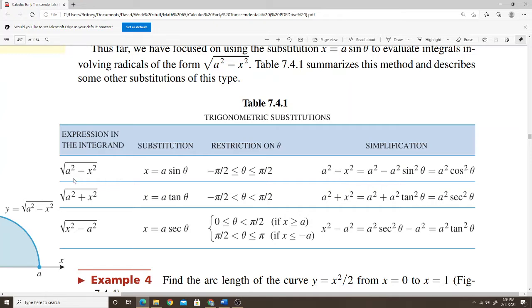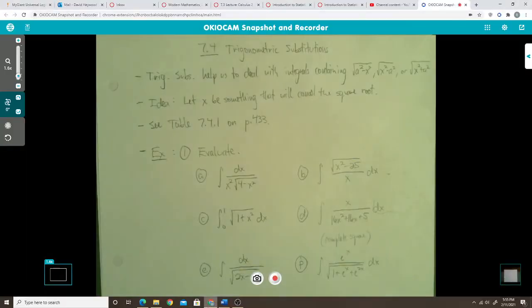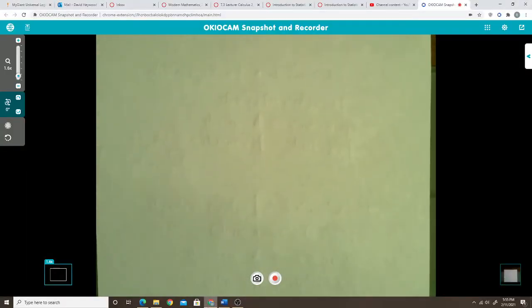So if you have an expression of this form in your integrand, a squared minus x squared, then a good substitution to try would be x equals a times sine theta, right? If you've got an a squared plus x squared, then you let x be a tangent theta. And then if you've got an x squared minus a squared, you let x be a secant theta. And that's basically the idea. So what I want to do is just walk you through a whole bunch of examples. So let's do it.